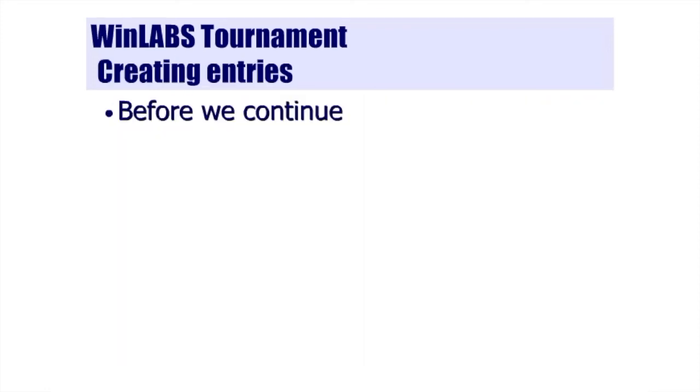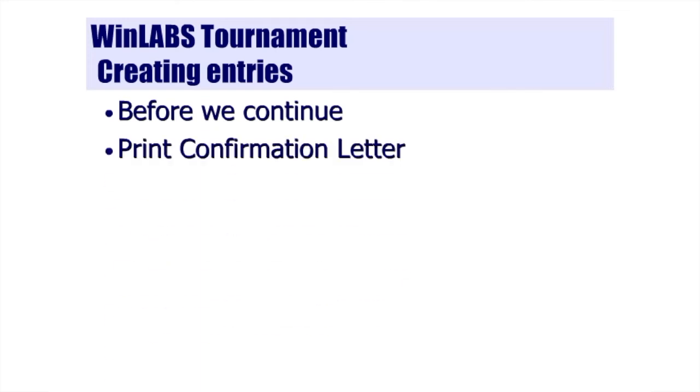Before we continue, we need to verify the work that WinLABS is doing. For example, we need to print a confirmation letter. We need to review the contents very closely. Check the divisional assignments in all of the events. Check the handicap totals if it applies for each event. Double-check the letter itself to ensure that it reads as intended.